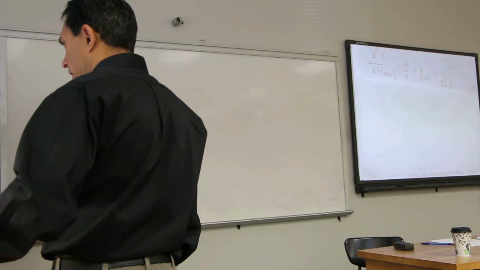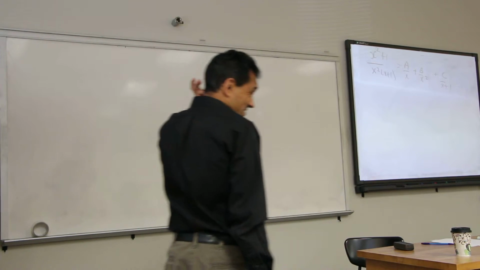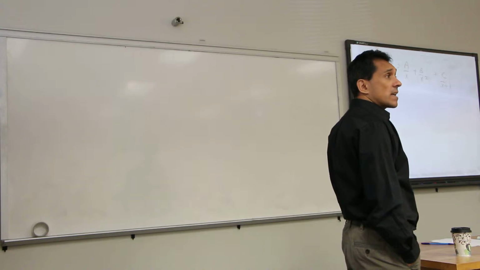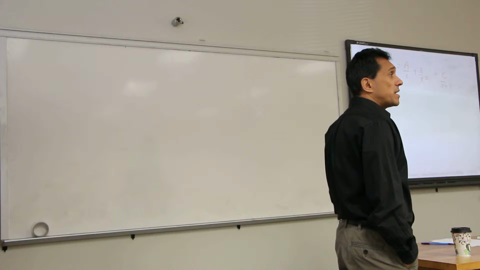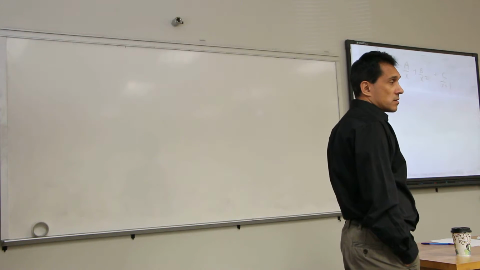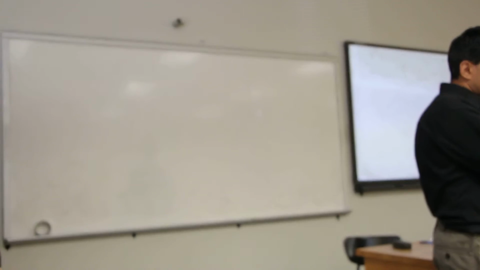a over x plus b over x squared plus c over x plus 1, whose antiderivative is a ln x minus b over x plus c ln(x plus 1). What are a, b, and c?